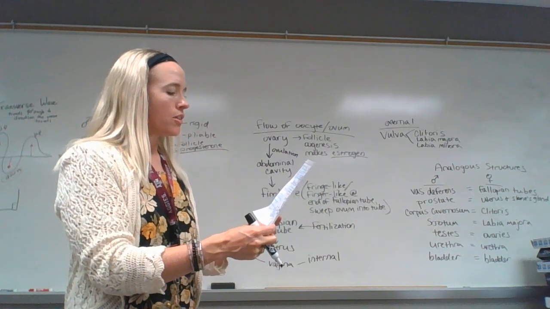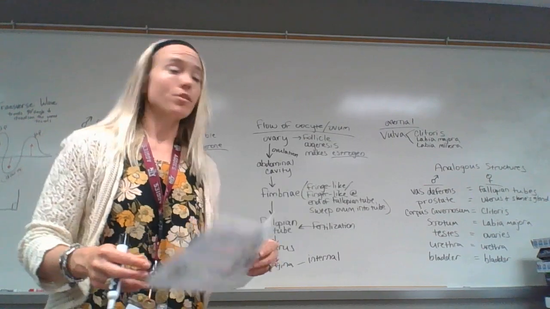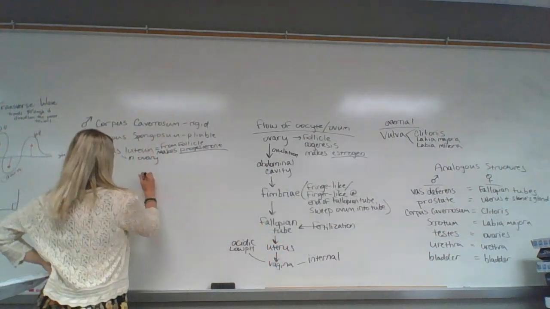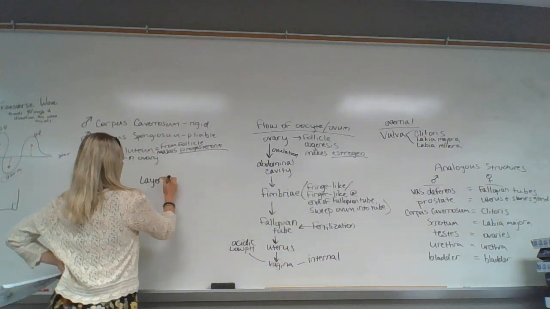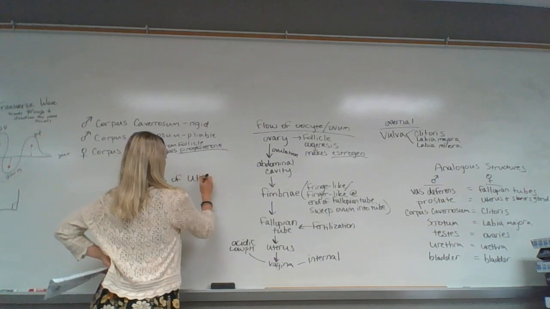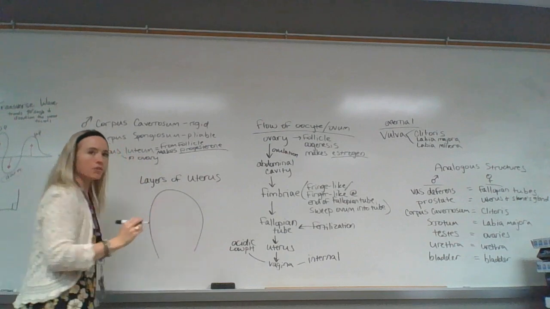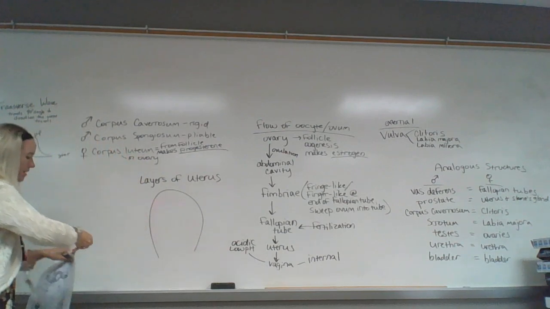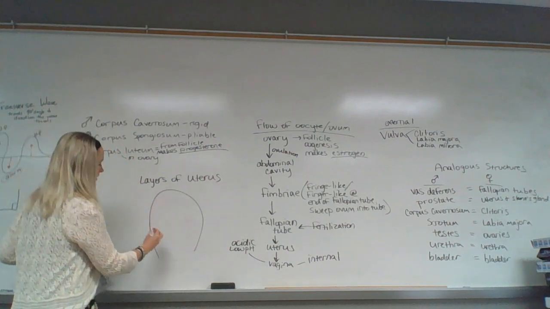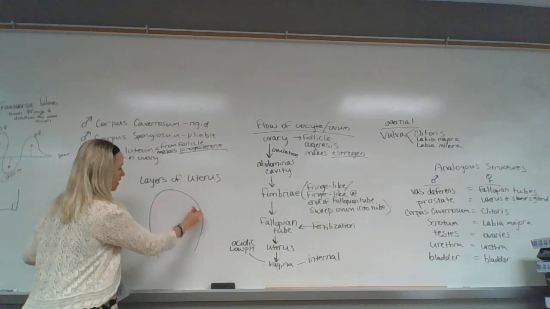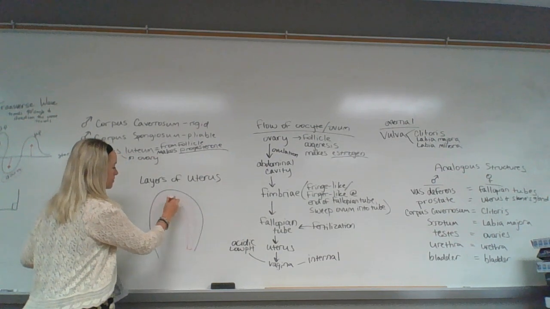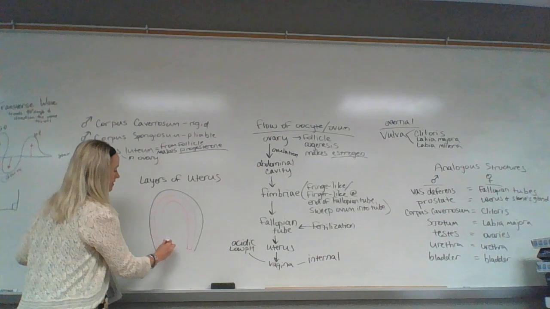All right, let's go into the layers of the uterus. There is an outer layer, a thick muscular layer that all of us girls love so much because when it contracts, we get cramps.